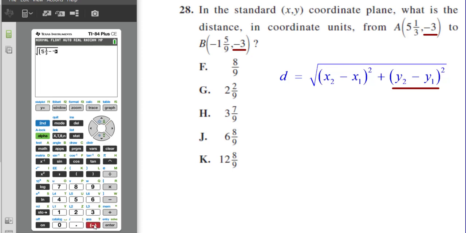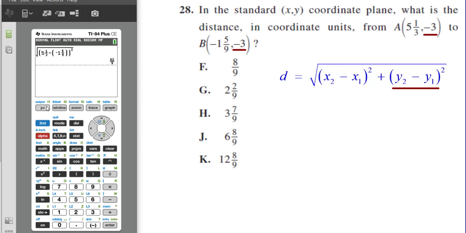Minus a negative, again, alpha y equals for a mixed number, number 2. 1, right arrow, 5, down arrow, 9, right arrow, right parentheses. Let me double check that. 5 1/3 minus a negative 1 5/9, quantity squared, and then I'm going to take the square root of that. And my answer is 62/9.